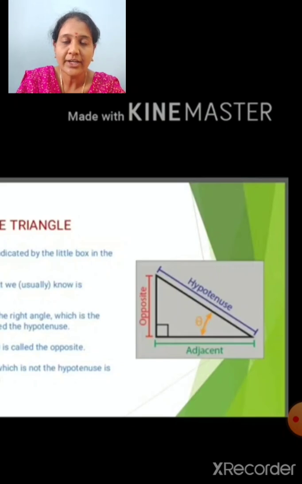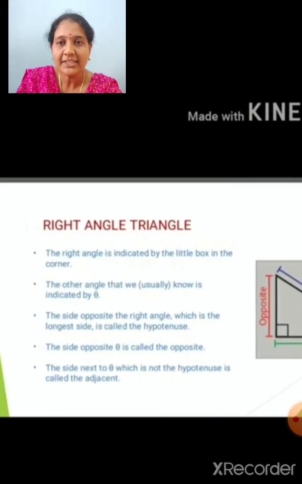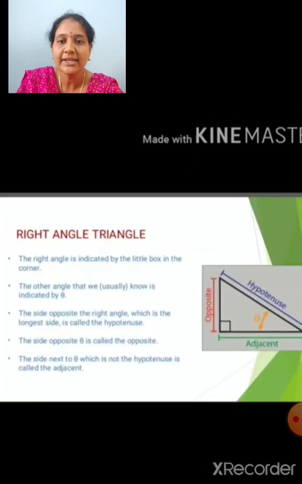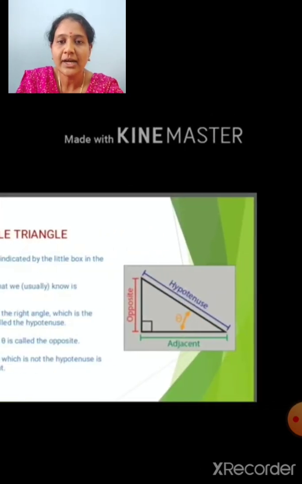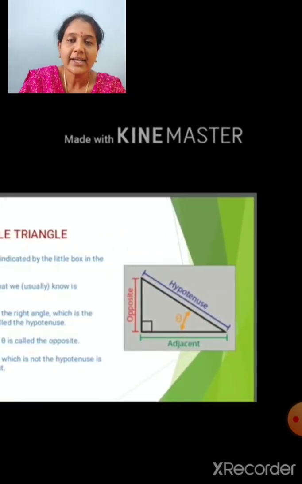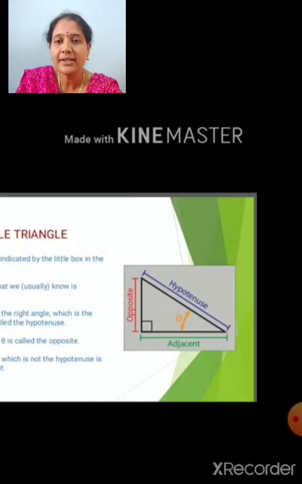They have already written which is the hypotenuse, which is the adjacent and which is the opposite. There is a little box at the side of the figure. The box indicates the right angle. The other angles are usually indicated by theta.